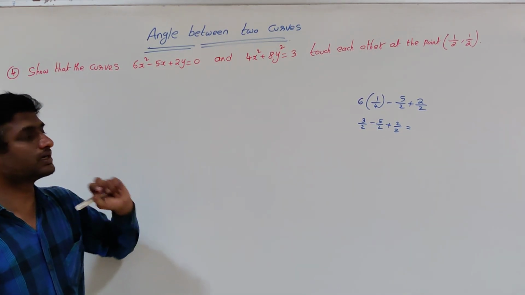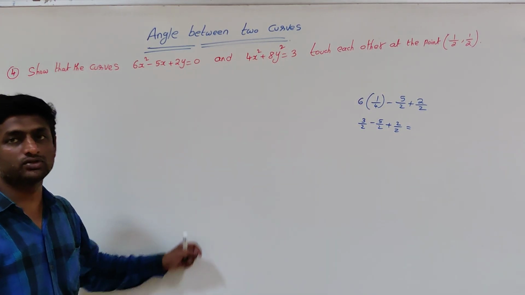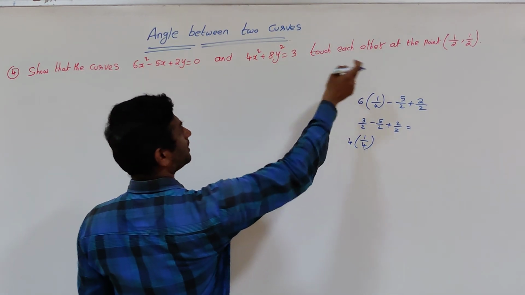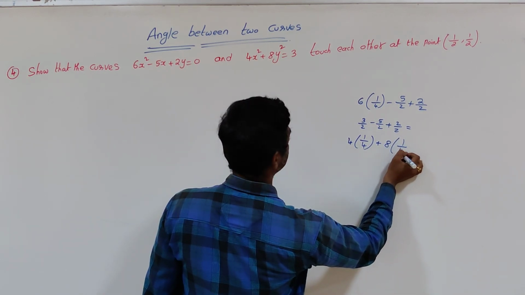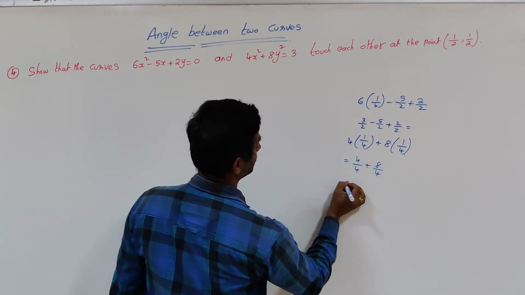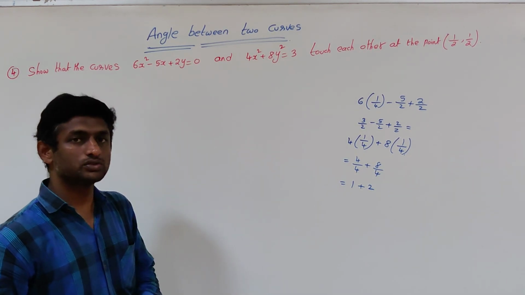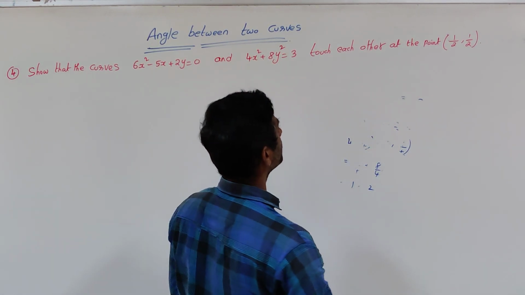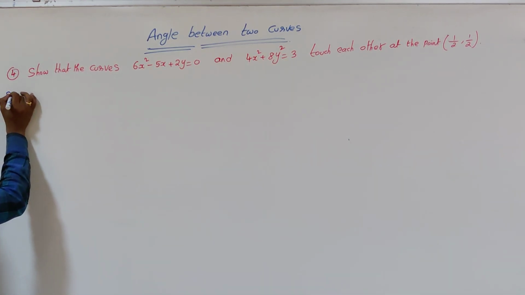So which is satisfied. Similarly, let us see the point 1 by 2 comma 1 by 2 also lies on this another curve. 4 times of 1 by 4 because 1 by 2 whole square, plus 8 times of y square means 1 by 4. So it will be 4 by 4 plus 8 by 4, which is 4 by 4 is 1, 8 by 4 is 2. So 1 plus 2 is 3. So the point 1 by 2 comma 1 by 2 lies on both the curves. So we'll try to find out the solution.